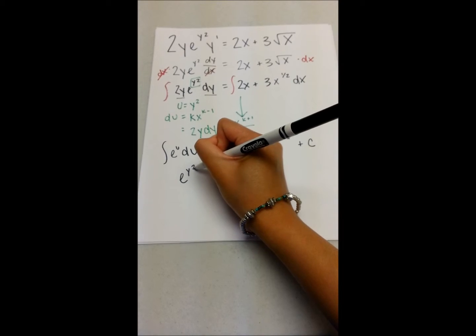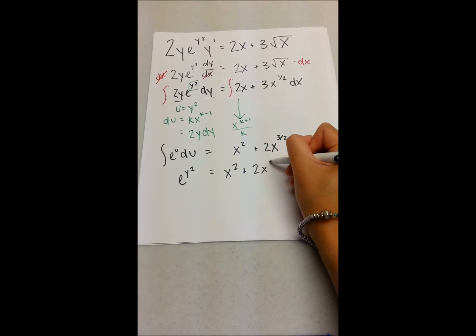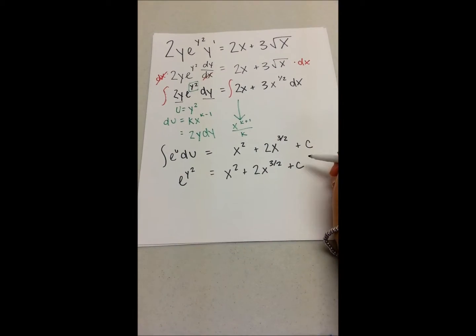So we can go ahead and substitute the u in. So e to the y squared equals e to the x squared plus 2x to the 3/2 plus c.